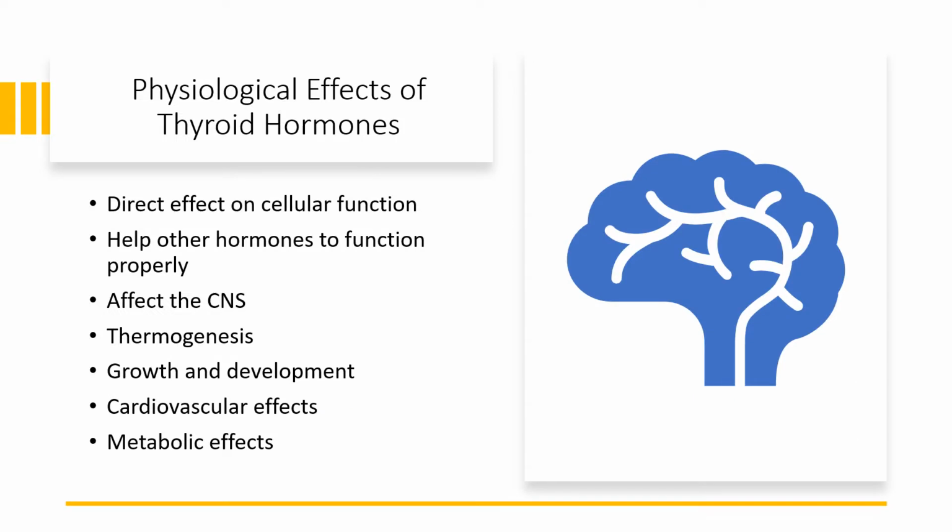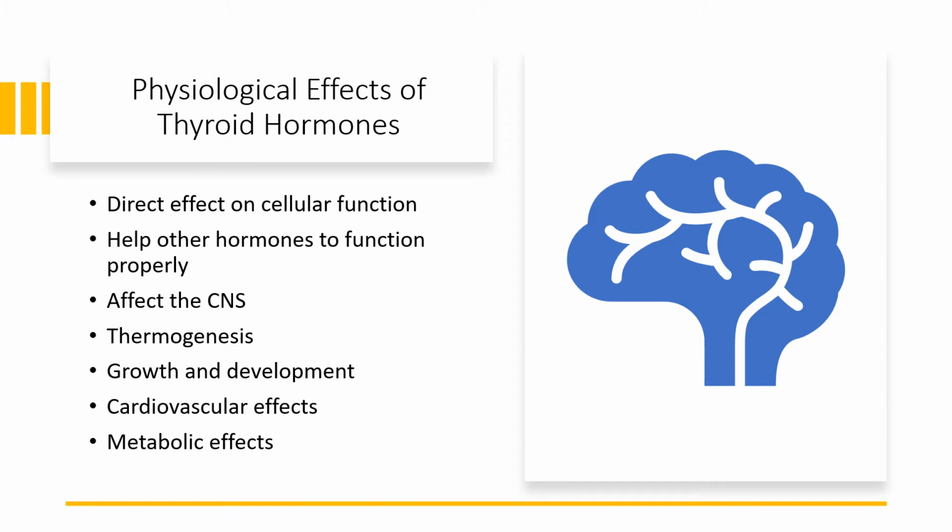Both T4 and T3 have a direct effect on cellular function, and as I mentioned earlier, they help other hormones to function properly as well. Both T4 and T3 appear to increase cellular metabolism by directly increasing oxidative enzyme activity. And because they affect the hypothalamus, they can affect the central nervous system. They also have an effect on thermogenesis. They increase the basal metabolic rate and heat production from the body.